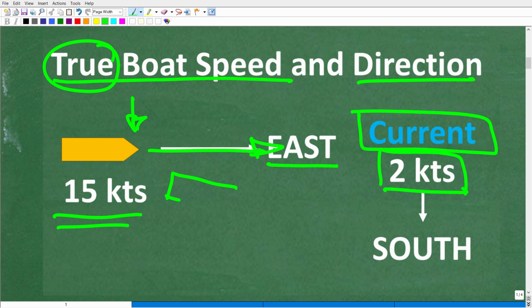I think the boat is going to get pushed a little bit to the right. Now, when we're talking about nautical terms, that means starboard. But again, we don't have to get into all that.